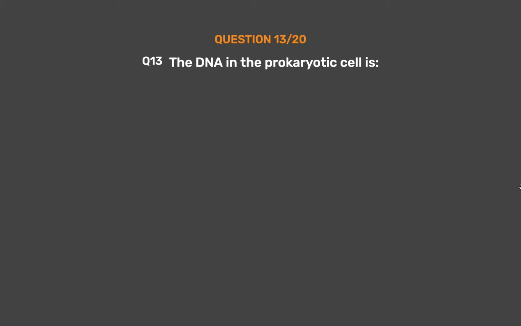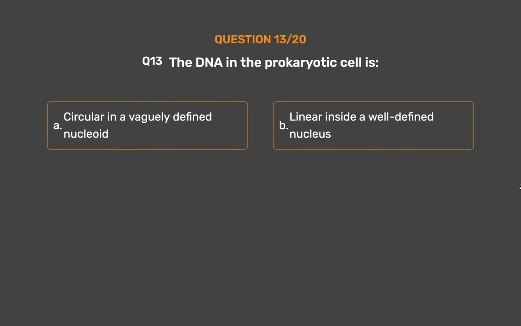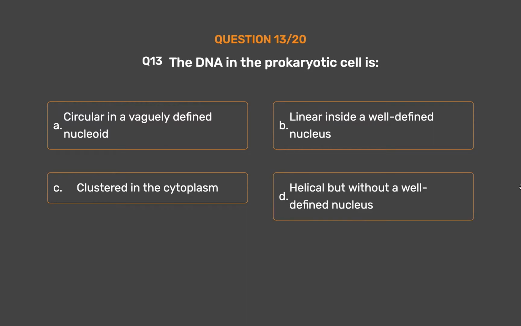Question number 13. The DNA in the prokaryotic cell is: Option A. Circular in a vaguely defined nucleoid. Option B. Linear inside a well-defined nucleus. Option C. Clustered in the cytoplasm. Option D. Helical but without a well-defined nucleus.